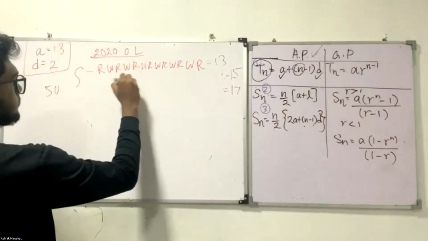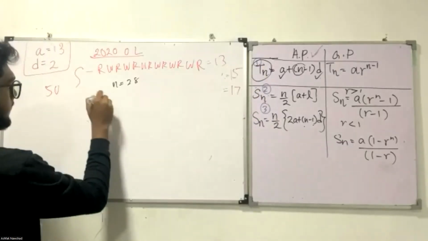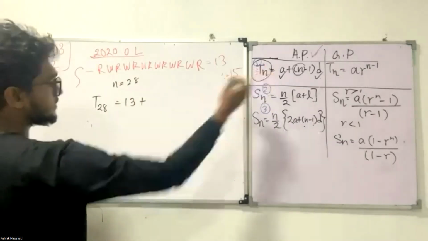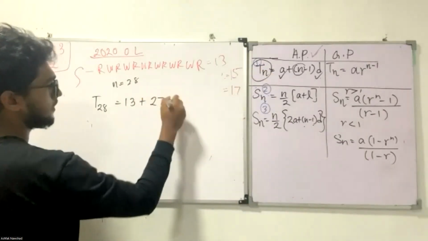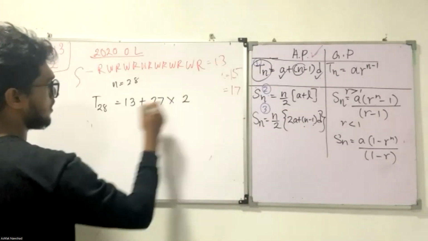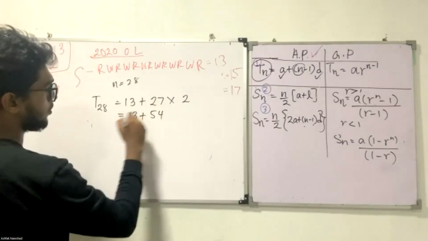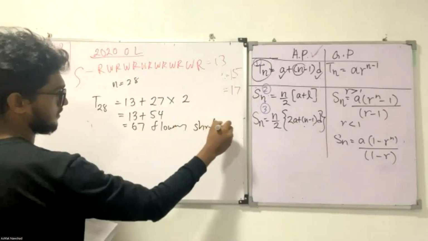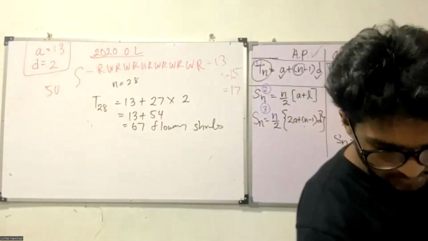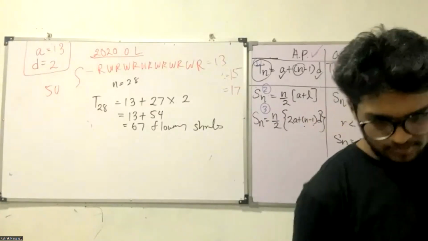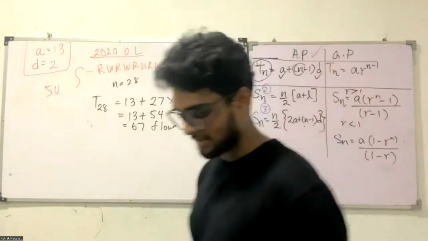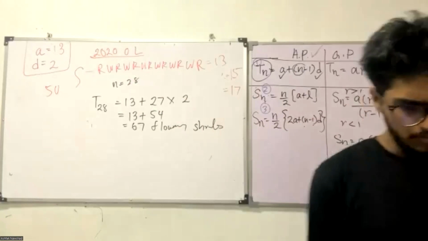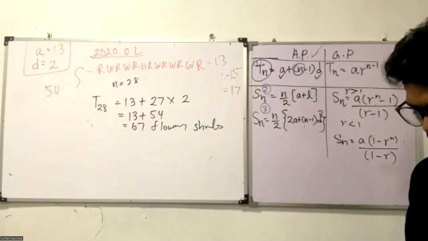n is 28. Let's do Tn. T28 is equal to a plus n minus 1 into d. a is 13 here. 28 minus 1 is 27 into d. d is 2. So let's simplify. 13 plus 54, it's 67 flowering shrubs. Is this understood? Good. Yes. Happy to see your answers before I do. You are saying that's great. Right. Good. Now, Roman number 2 is done.